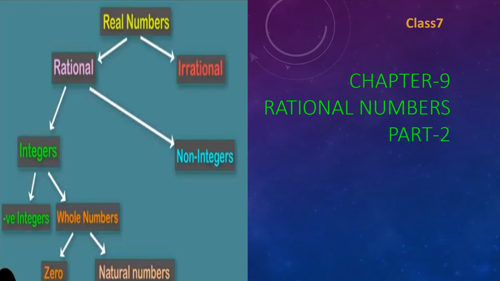And later, we have seen that there are a lot of rational numbers in between two integers also. That is, negative rational numbers are there, positive rational numbers are there.